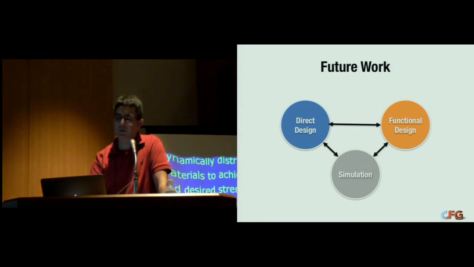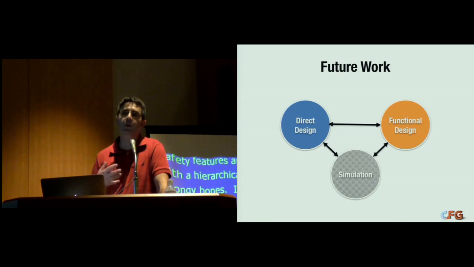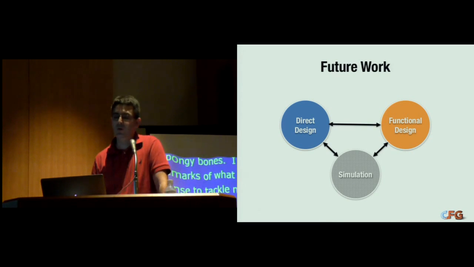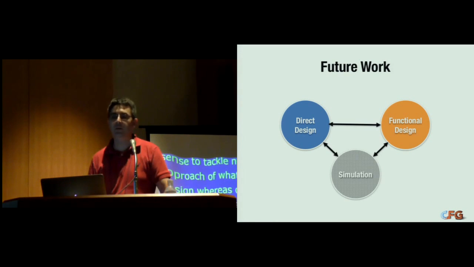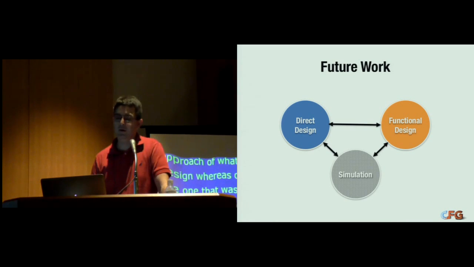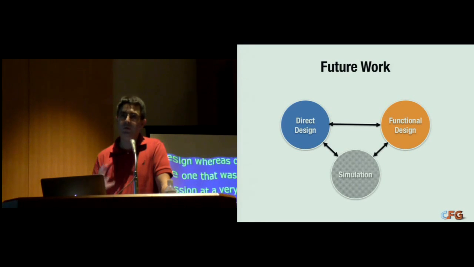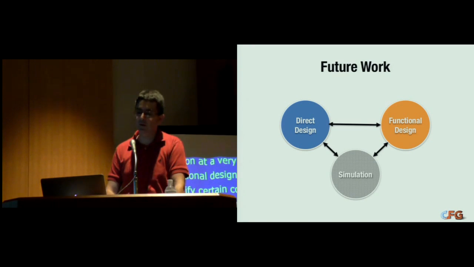Foundry takes an approach of what I call direct material design, whereas other systems, including the one that was presented in this session at the very beginning, have a more functional design where users typically specify certain constraints, and then the system comes up with the material composition automatically. I think both approaches have their merits, and the ideal system, in my opinion, would include both of these components and also a very fast simulator that can be used to predict behavior.